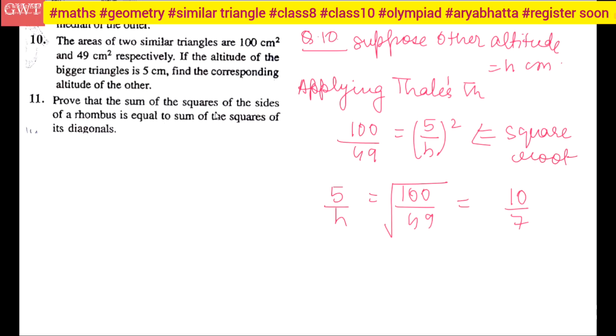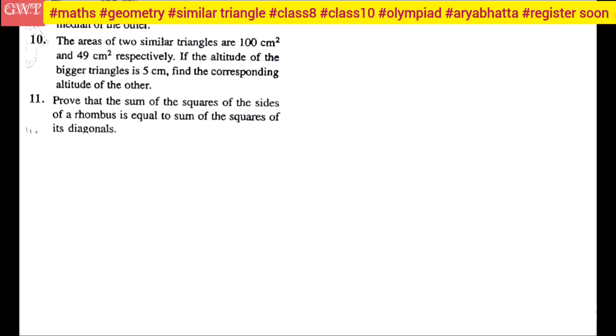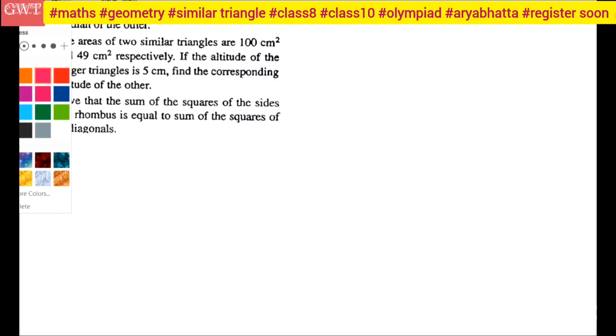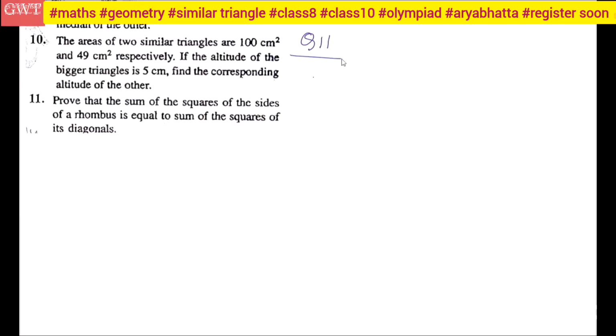But they are asking to prove that the sum of the squares of the sides of a rhombus is equal to the sum of the squares of its diagonals. See, where we use the properties of a rhombus. I know that the diagonals of a rhombus bisect each other, and the triangles formed are congruent. So I will use the properties of a rhombus here. Question number 11. Let the side length be A and the diagonals be D1 and D2.